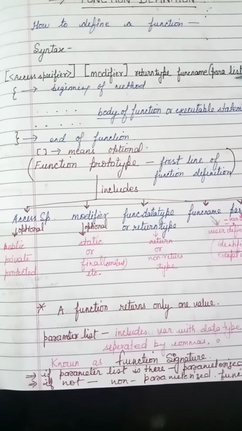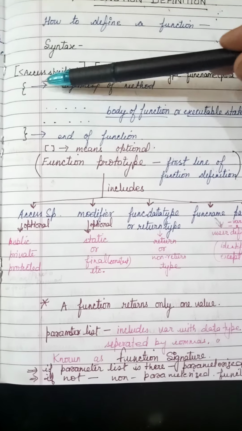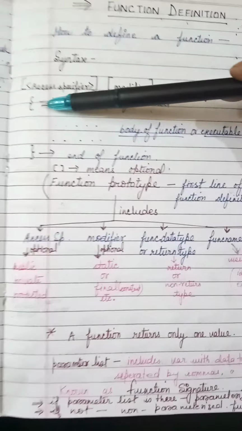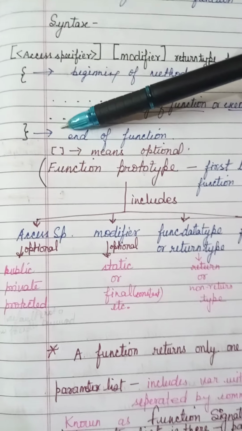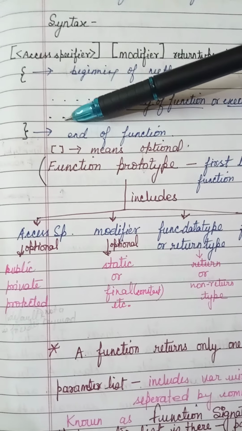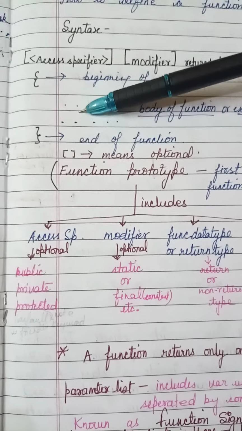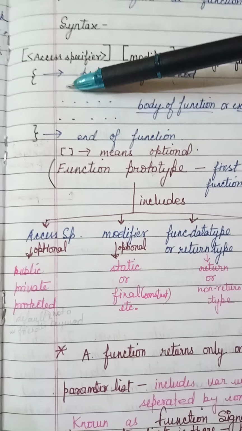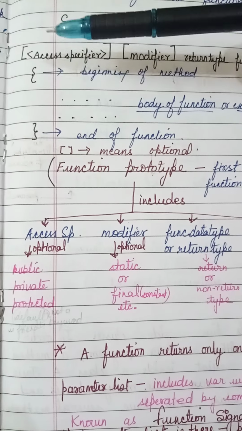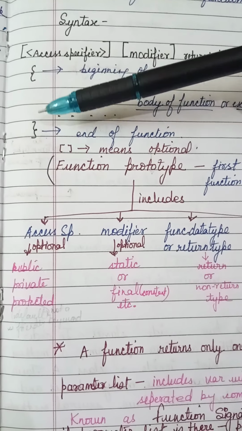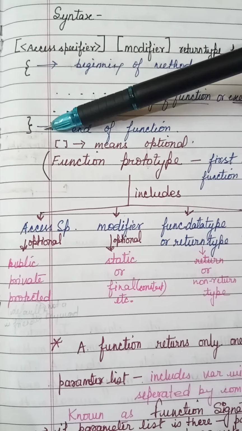Then the opening brace, which shows the beginning of the method. Then a set of executable statements. As I told you, a function is a set of executable statements to perform a particular task. Whatever task you have to perform, you will write the statements within this block, the curly braces. The opening brace indicates the beginning of the method and the closing one is for the end of the function. You have to put these curly braces.